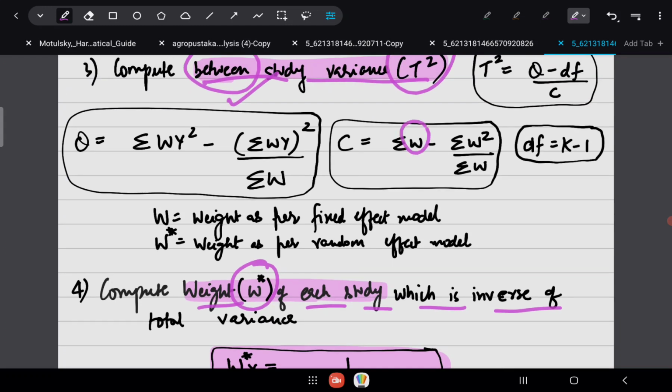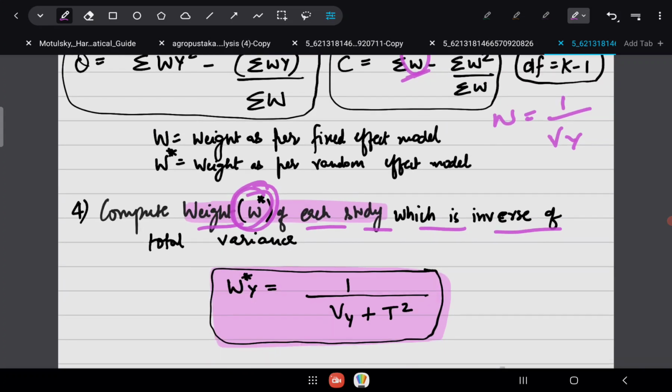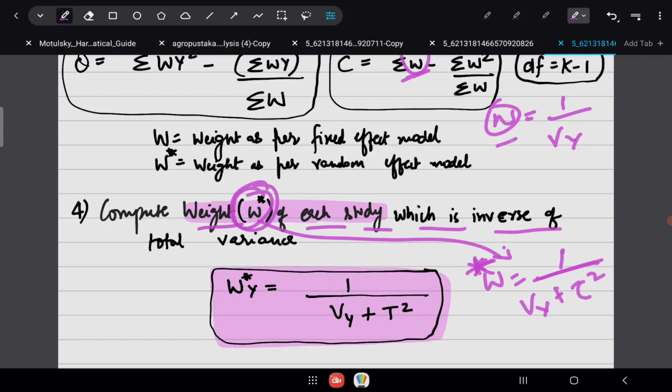So remember, this W is not the same as this W. This W will represent the weight as given in fixed effect modeling. So it is simply the inverse of the within study variance, whereas this W star is the weight which is assigned in random effect modeling. This is different. This is the inverse of the within study variance as well as between study variance. So please note this difference of W and W star.